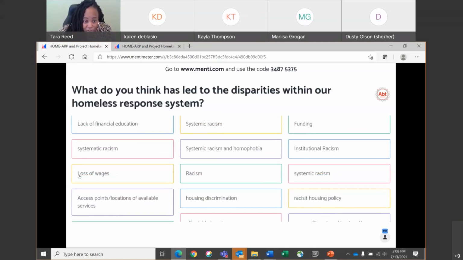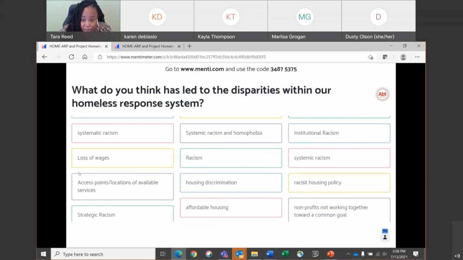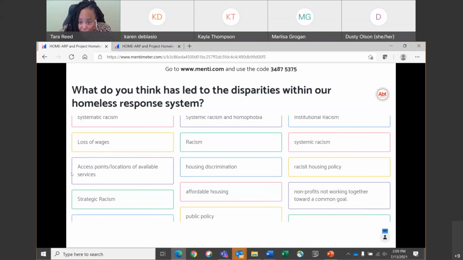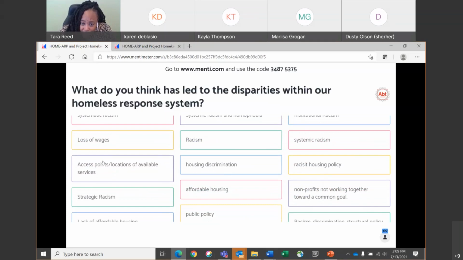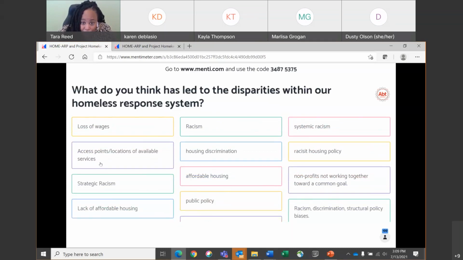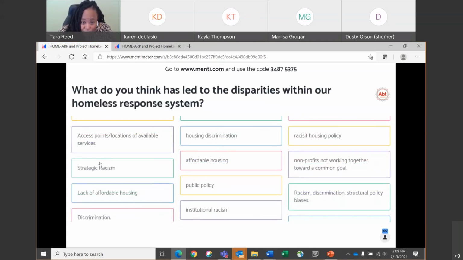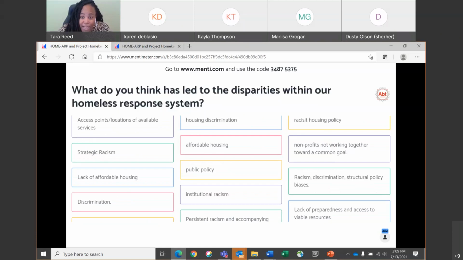Access points, locations of available services, that's very true. Just how do people actually enter our system if there aren't opportunities for access? Racial barriers in housing, mental health, criminal justice, resources, addiction recovery, public policy, nonprofits not working together towards a common goal. I see a lot of great answers here, and so thank you to everyone for participating.